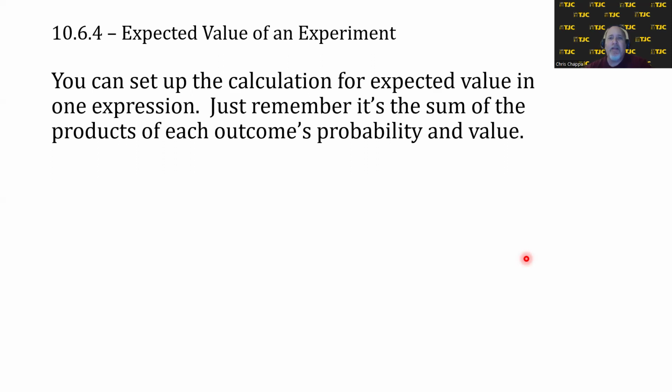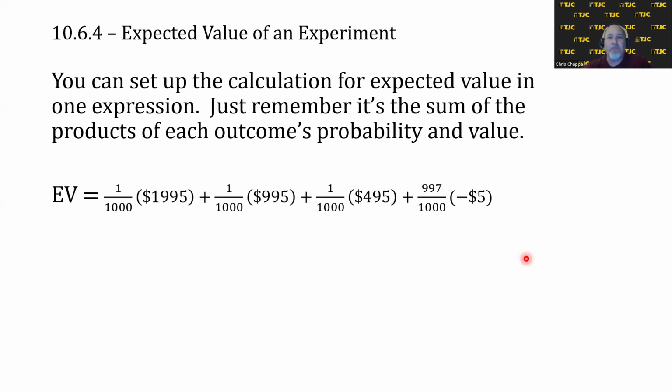Just remember that expected value is the sum, so it's an addition problem, of the products, so the sum of some multiplication problems of each outcome's probability and value. Here's the setup for the calculation for the expected value of a ticket for the customer buying it and trying to win. Notice the first multiplication. The 1 over 1,000 is the probability you win the grand prize. The $1,995 is the value of winning the grand prize.